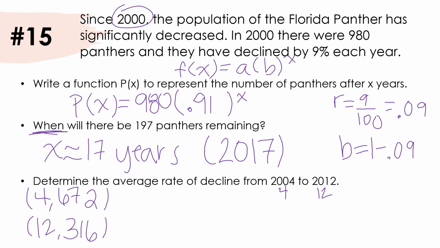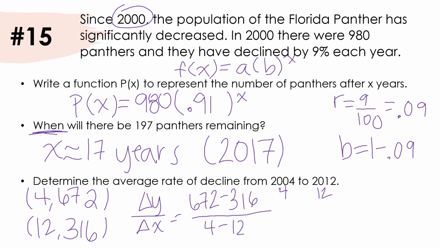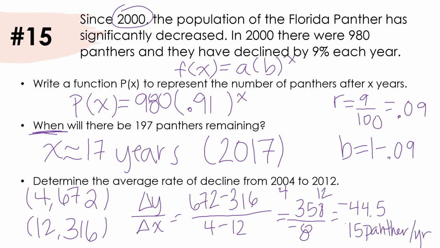So now that we're looking for average rate of decline, we're doing change in y over change in x. So I'm going to do 672 minus 316 over 4 minus 12, which would be 358 over negative 8, which is negative 44.5. So you're talking about 45 panthers per year. Run out of room. There we go. So it's declining by about 45 panthers per year.